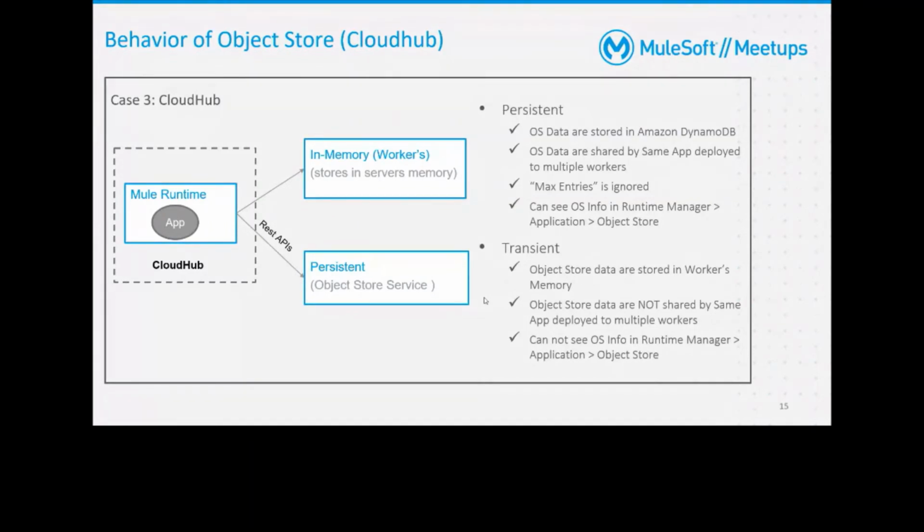In case of persistent, the OS data is stored in Amazon DynamoDB here. And it is shared across multiple workers. It is not limited to individual workers. It is shared across multiple workers, and the maximum entries is unlimited. So we don't have any limit on object store v2, version 2.